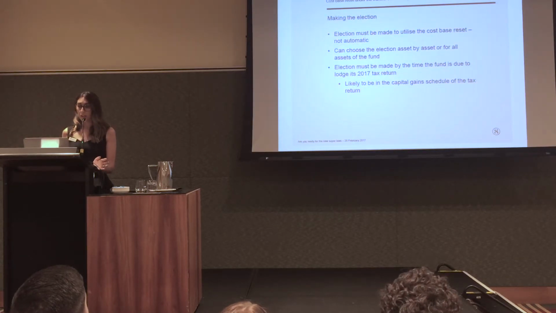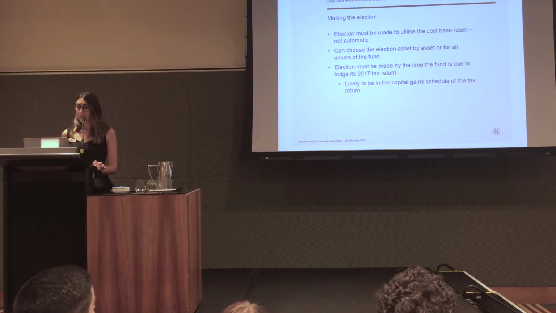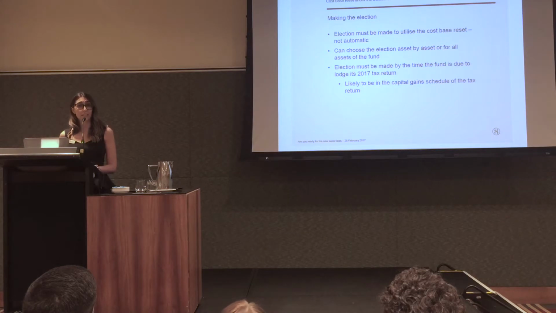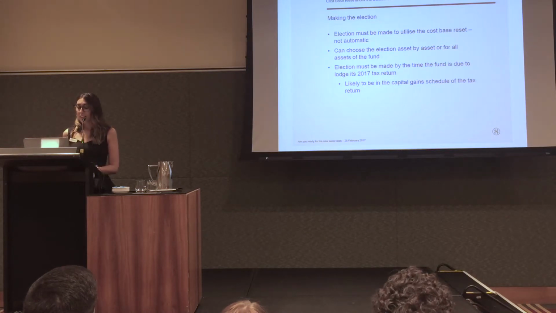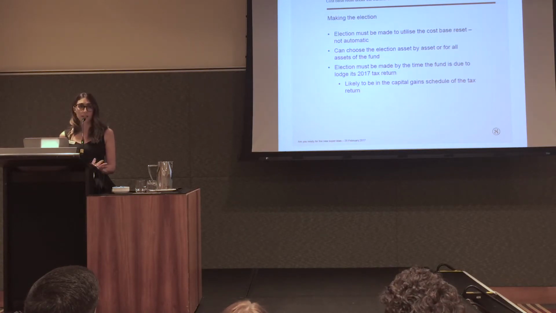Making the election. So as I said before, the election isn't automatic. The fund trustee must actually make the election in order to utilise the cost-base reset. And the election must be made by the time the fund is due to lodge its 2017 tax return. So it's really important to note that the election must be made by the time the fund is required to lodge its tax return, not when it actually does lodge its tax return. And the ATO have made some comments that the election is likely to be contained in the capital gains schedule of the tax return. It's not confirmed yet, but still a bit of a watch this space area, but that's where it's likely to be contained.